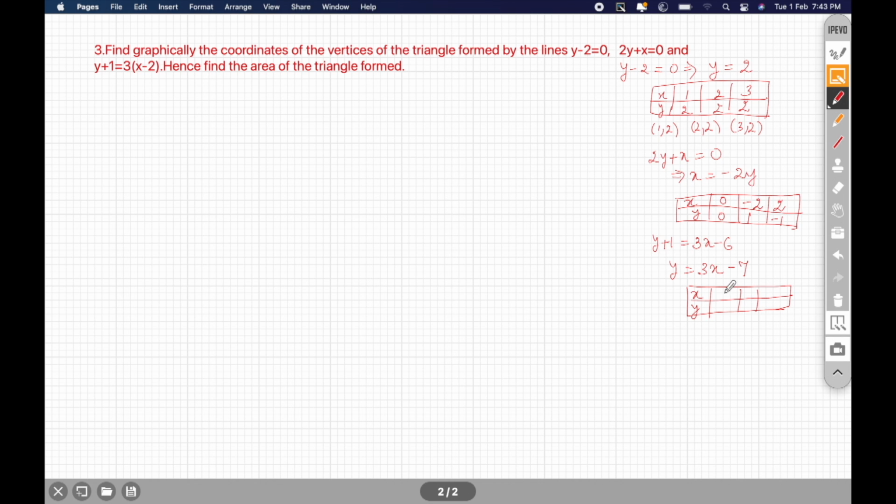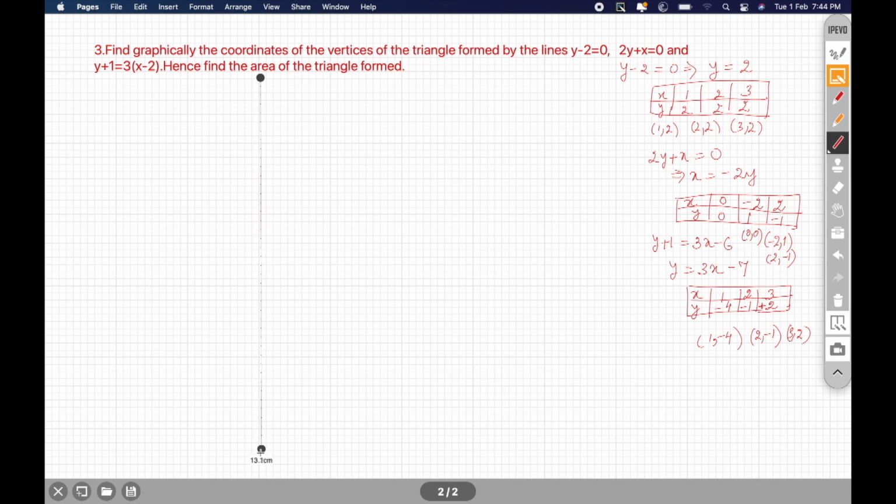So when x is 1, y is minus 4. When x is 2, y is minus 1. When x is 3, 9 minus 7 is plus 2. So here we have to plot 1 comma minus 4, 2 comma minus 1 and 3 comma 2. For the second equation here I forgot to write, it is 0 comma 0 to be plotted, minus 2 comma 1 and 2 comma minus 1.